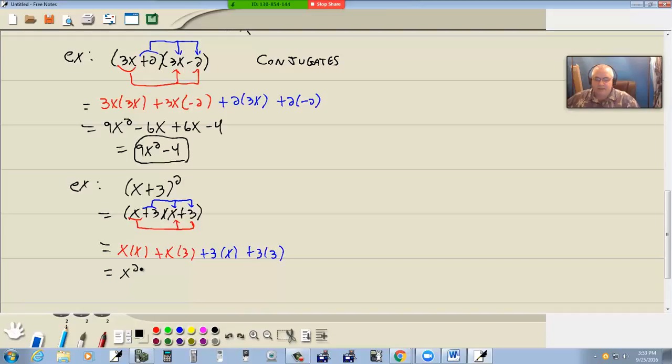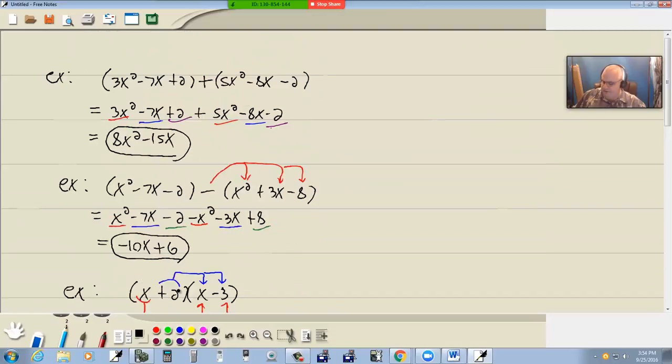Now x times x is x squared, x times 3 is 3x, 3 times x is 3x, and 3 times 3 is 9. Which gives us x squared plus 6x plus 9. Now, as strange as it seems, there's actually a formula for dealing with that special case. It's not one you really have to remember. You don't have to remember the conjugate formula, because if you just multiply it like normal, it's going to be obvious what the answer is.